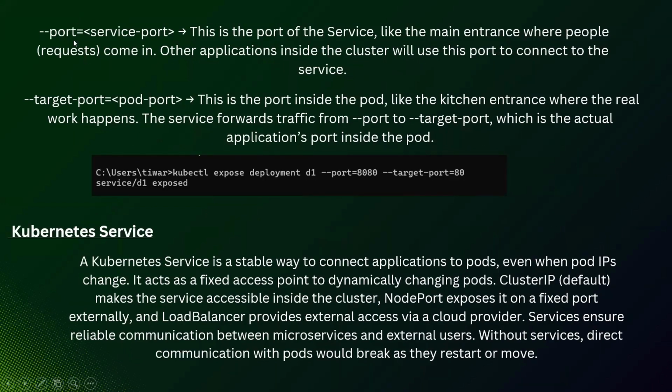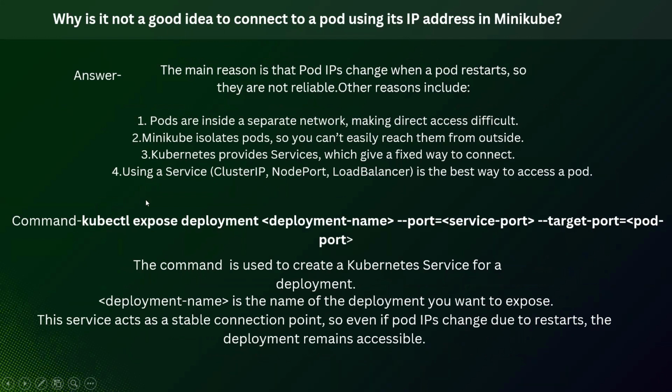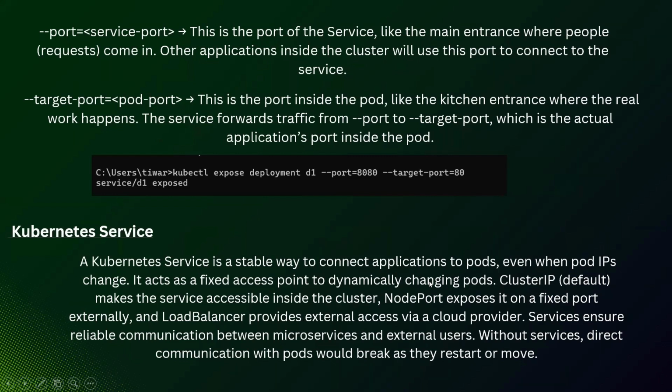So firstly, going to the second slide, this is the command: kubectl expose deployment, whatever your deployment name, then the port, that is the service port, and the target port. So what is the service port and what is the target port? The service port is the port of the service, like an entrance, where requests come in and other applications inside the cluster connect. Here I will try to take a simple example.